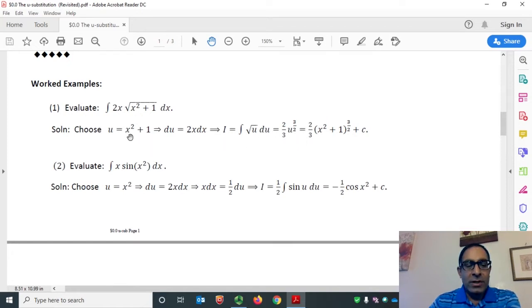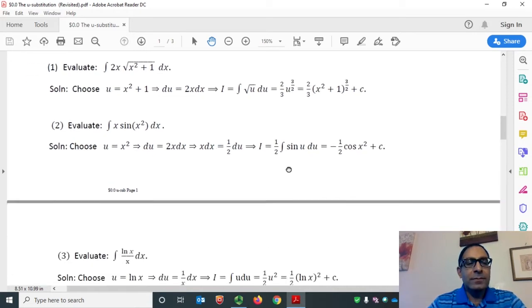So u equals x squared plus 1. Then our answer will be 2/3, constant as it is, u is x squared plus 1, outside power 3/2, plus C. C is a constant of integration. Great. I hope this computation makes sense to you all. Now let's move on. Example 2.